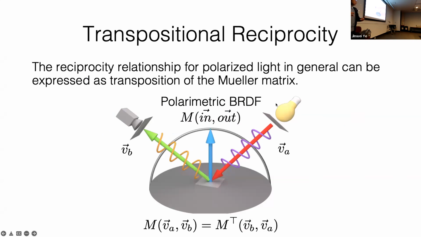V is the direction. This V is the direction. So we are now looking at reversible light paths. In one way, light is going this way, say following this red arrow to this green arrow. And if we switch it, then it's the other way, following this green arrow to red.